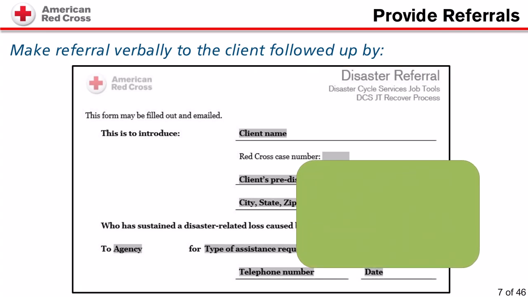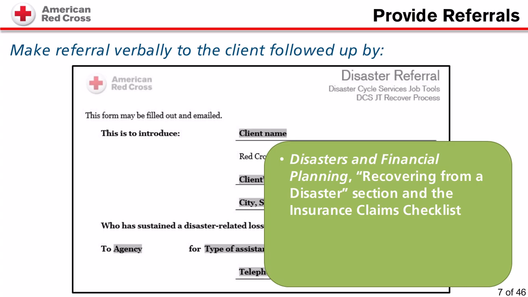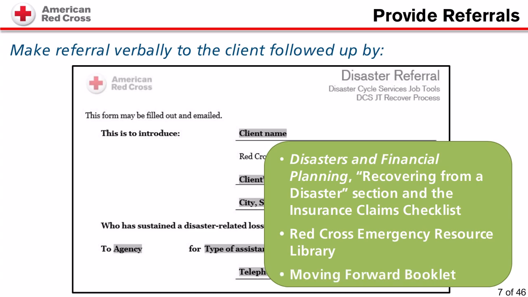These include Disasters and Financial Planning, which is a guide for preparedness and recovery that is linked to the Casework and Recovery Planning Toolkit. This tool has an informative section on financial steps titled Recovering from a Disaster, as well as an insurance claims checklist. The Red Cross Emergency Resource Library includes information for the client to prepare for disaster and for recovering after a disaster. Provide for the client's specific needs by email. The Moving Forward booklet includes preparedness and recovery information.